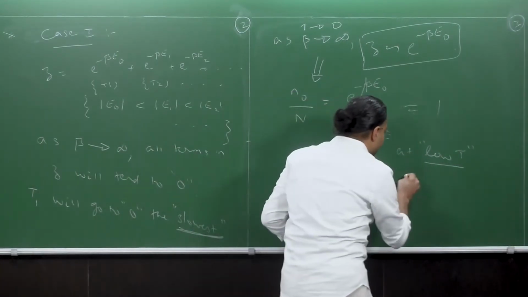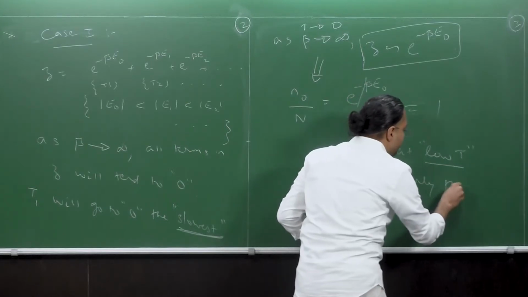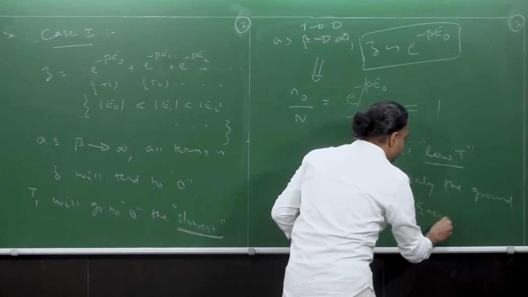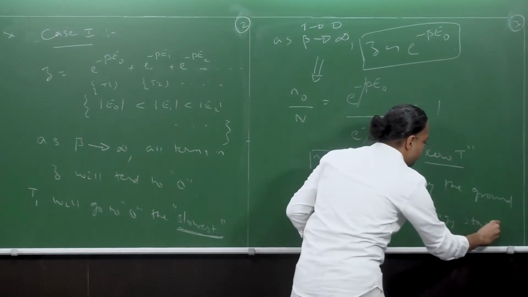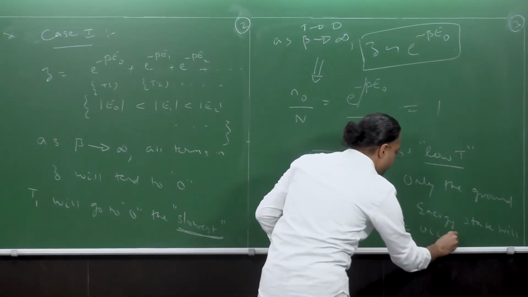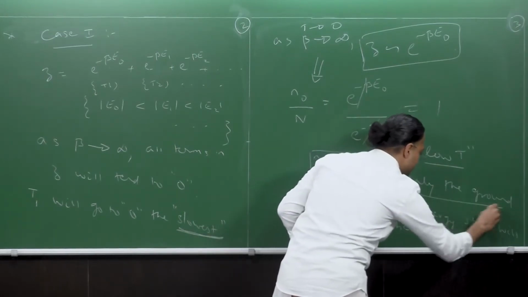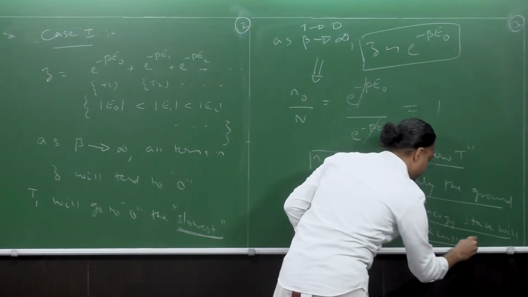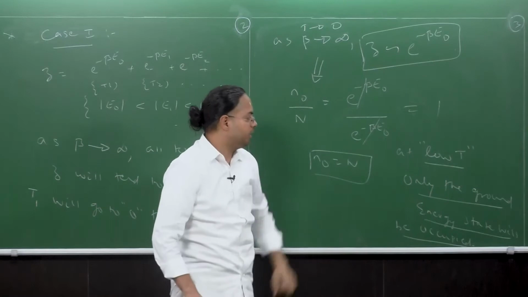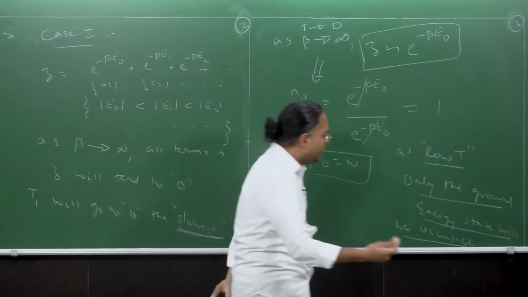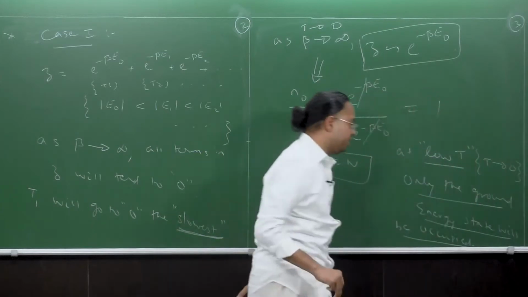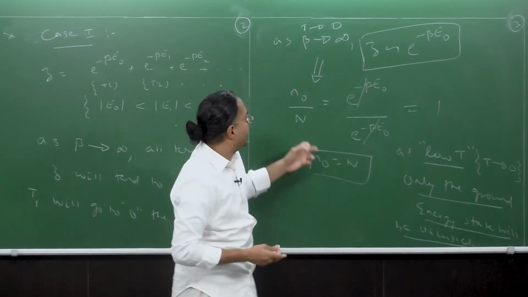At low temperature, only the ground energy state will be occupied. Please note this point. This is extremely important. So at very low temperatures, especially as T tends to 0, only the ground energy state will be occupied because my N naught equal to N.